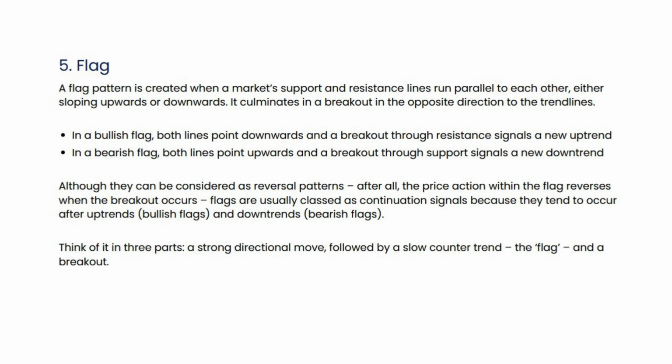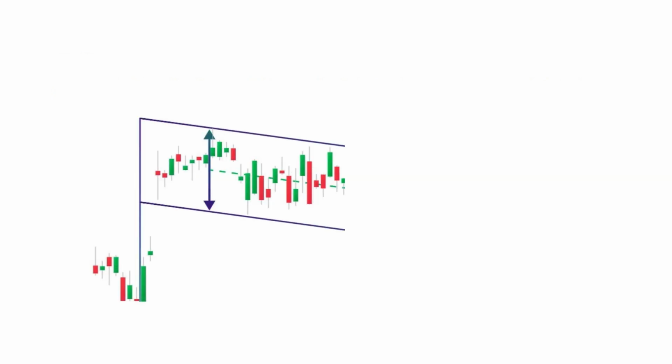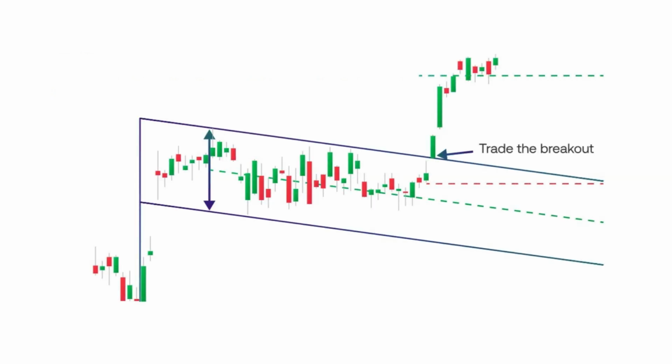Got it. Flags. Flagpole. Now what about wedges? Wedges are similar to flags in that they have converging support and resistance lines. Converging, meaning they're getting closer together. Yeah, right. But unlike flags, where the lines are parallel, wedges have lines that are tightening towards each other.